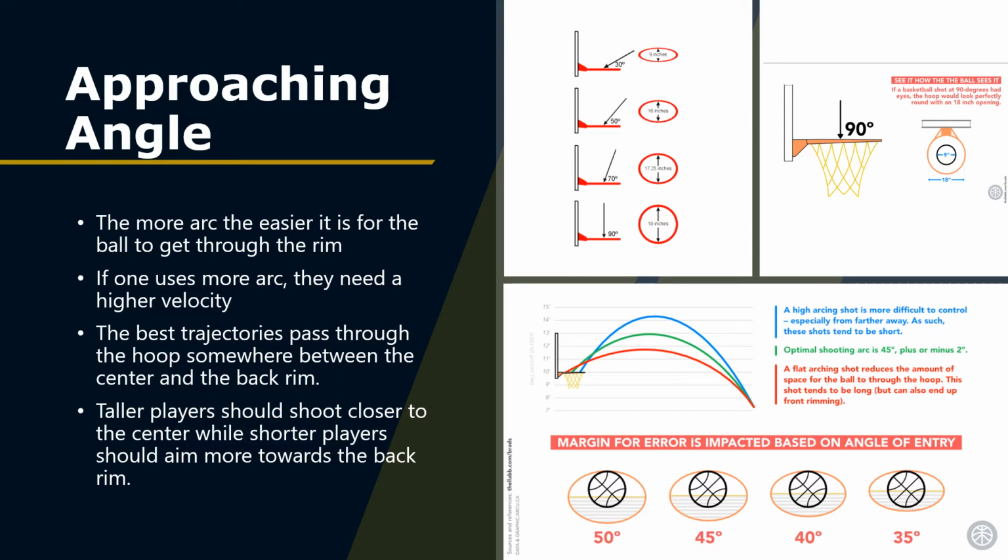The best trajectories pass through the hoop somewhere between the center and the back of the rim, and taller players should shoot closer to the center while shorter players should aim more towards the back of the rim. And if someone is struggling with their free throws, they should try to make their release velocity consistent, and they should release the ball at a slightly higher angle than the average shooter.